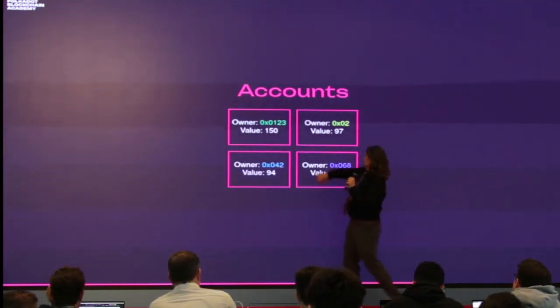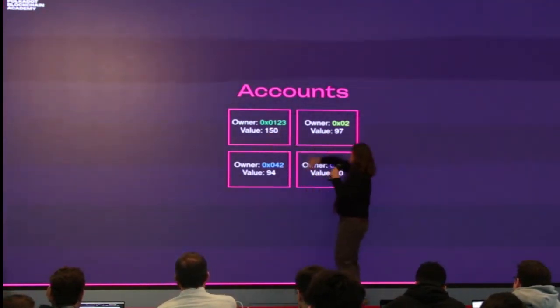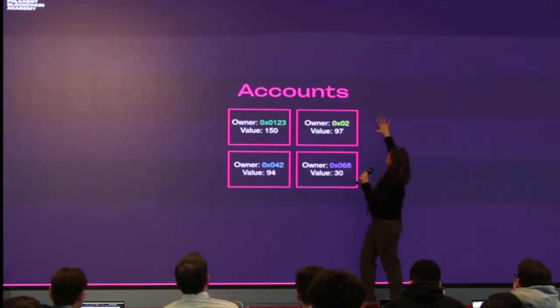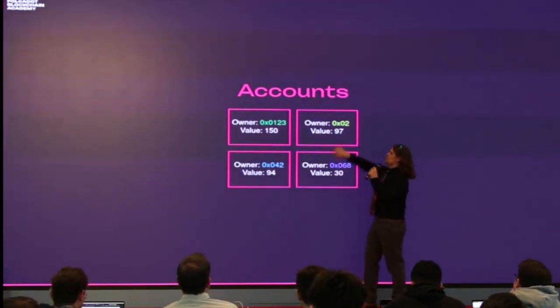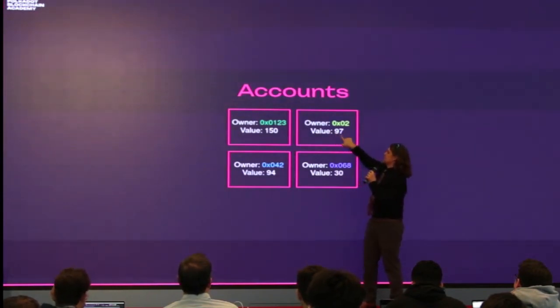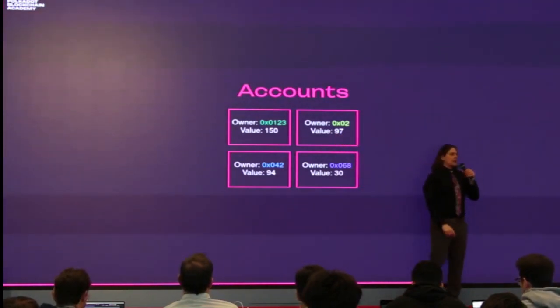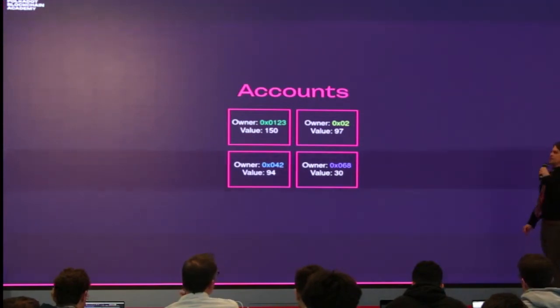Because when I go to send some of my 150 tokens over here to Pauline, she doesn't have another place to put it. The only place to put it is to add it right onto this existing thing that we have here. And so already we can see how this kind of messes up concurrency.